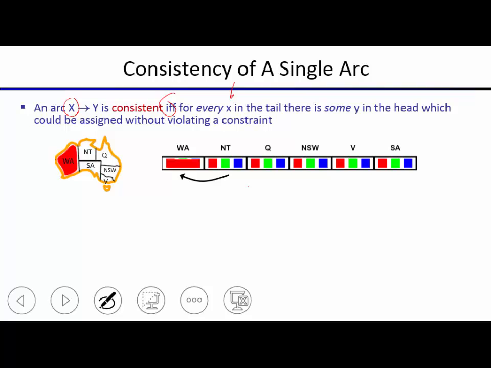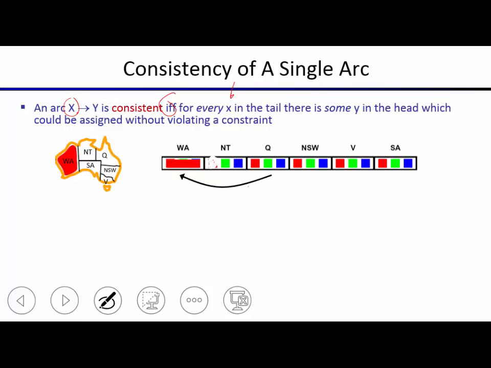Okay, what does that mean? Let's look at making this arc consistent. This arc here is from NT to WA. We need to check for every X in the tail, which is NT, whether there is some Y in the head which could be assigned without violating a constraint. Well, if NT is red, there's nothing in the head that we can assign. It's already assigned red, and that's incompatible. So this is not allowed when we want a consistent arc. Green is fine because there's an assignment to the head that is consistent. And blue is fine because there's an assignment in the head that is consistent.